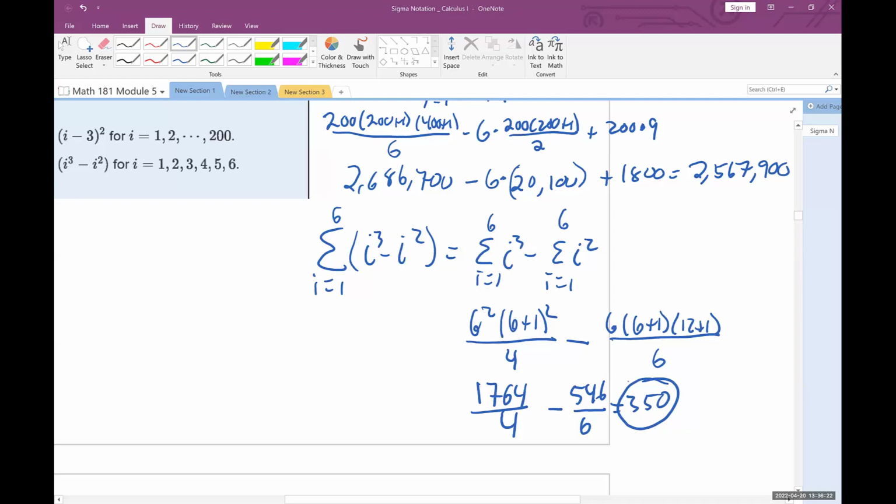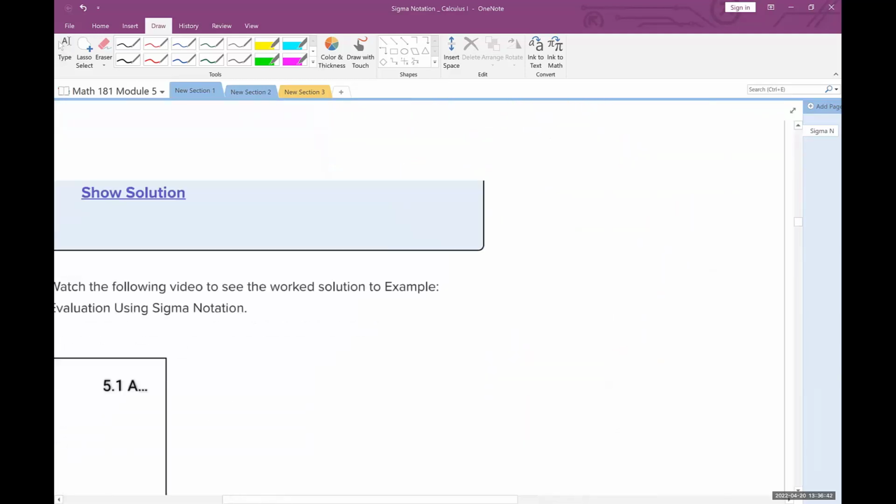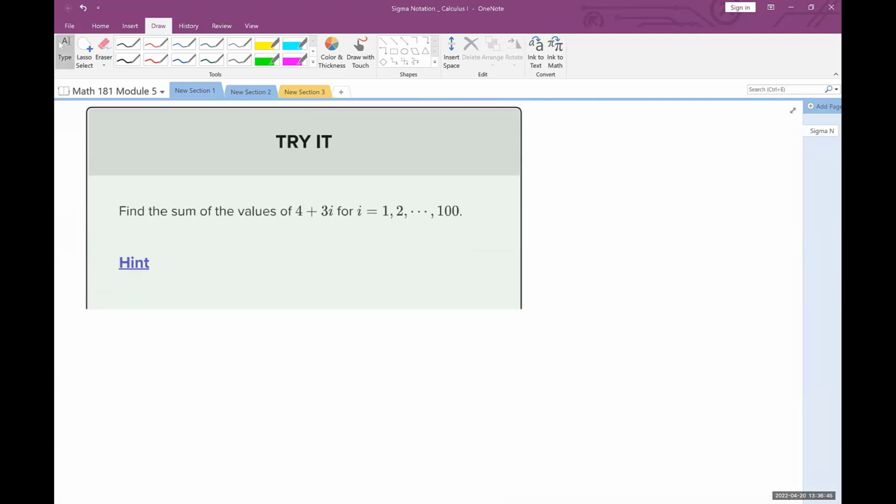Any questions there? No? Let's try another one then. Ready? Okay, find the sum of the values 4 plus 3i for i equals 1 through 100. So what should we write? How can we split that out?